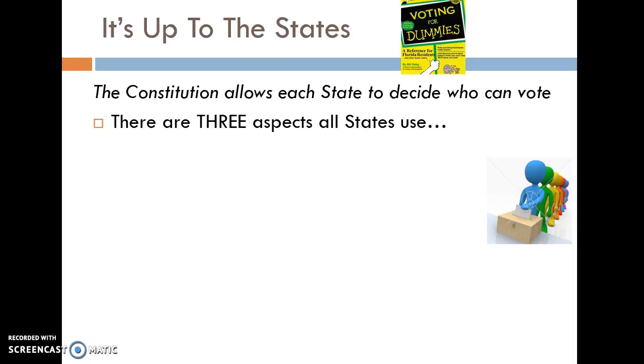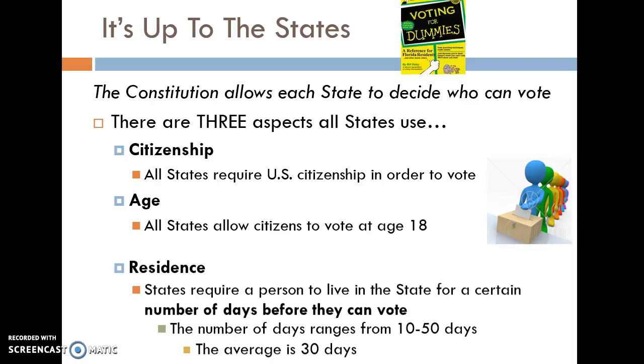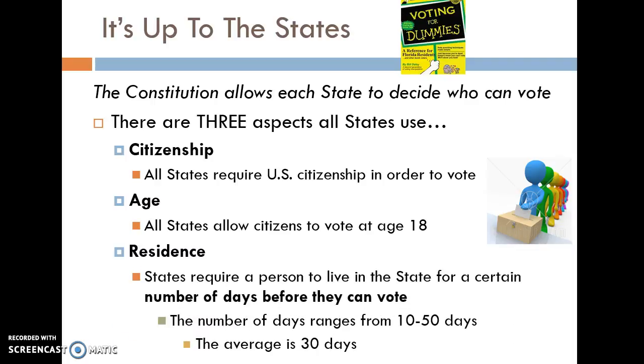Now, the Constitution allows each state to decide who can vote, but there are three aspects all states use. One, in order to vote, you need to be a United States citizen. Two is based on your age. You have to be at least 18 years old to vote in each state. And finally, you have to have residence. States require that a person lives in a state for a certain number of days before they can vote in national and state elections. The number of days ranges between 10 and 50. The average is around 30 days, or about a month.